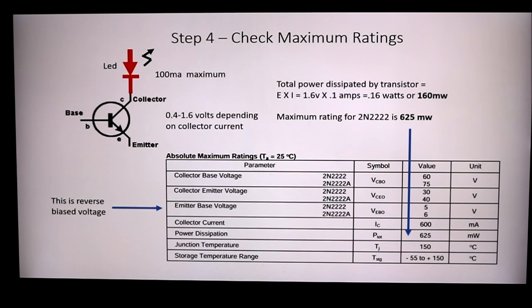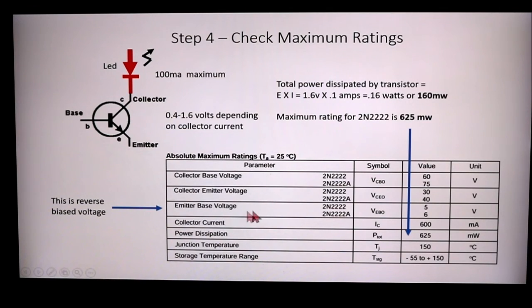Power dissipated is voltage times current. So let's say it was 1.6 volts times 0.1 amps. It would be 0.16 watts or 160 milliwatts. And you can see here that the maximum rating for the 2N2222 is 625 milliwatts. So we're in good shape there. The collector base voltage could be 60 volts. The maximum can be 30 volts for collector emitter voltage. We're nowhere near that. We're at 12 volts at the most.